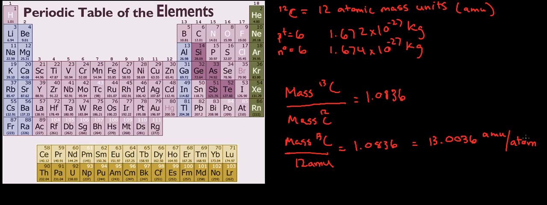And this works for any element. If I wanted to compare oxygen, I would take the mass of a quantity of oxygen and compare it to the mass of the same quantity of carbon-12. Find out what that ratio is, and then multiply both sides by 12 atomic mass units, and then I would have that oxygen in atomic mass units. And that works for any element and any isotope of any element. And that's what these numbers are.